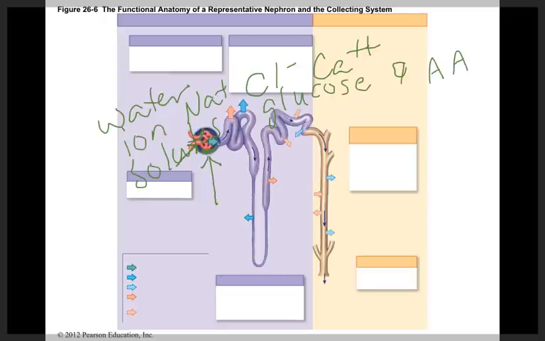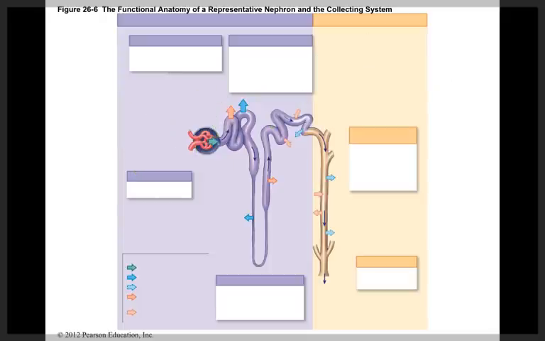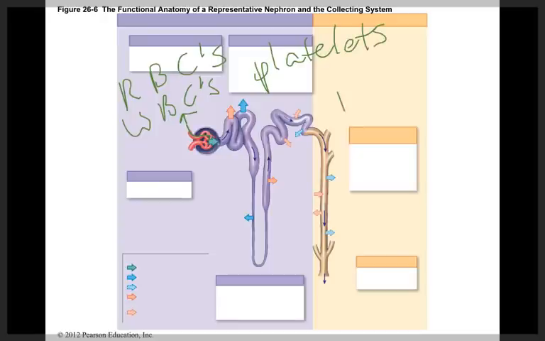All right, so we want to keep these things, but it looks like we're trying to get rid of them and put them in the urine. Things that stay in the blood and then will exit out through the efferent arteriole are things like red blood cells, white blood cells, platelets, plasma proteins. Okay, and these things, they're too big, and then they can't get out into the filtrate, so they stay in the blood.